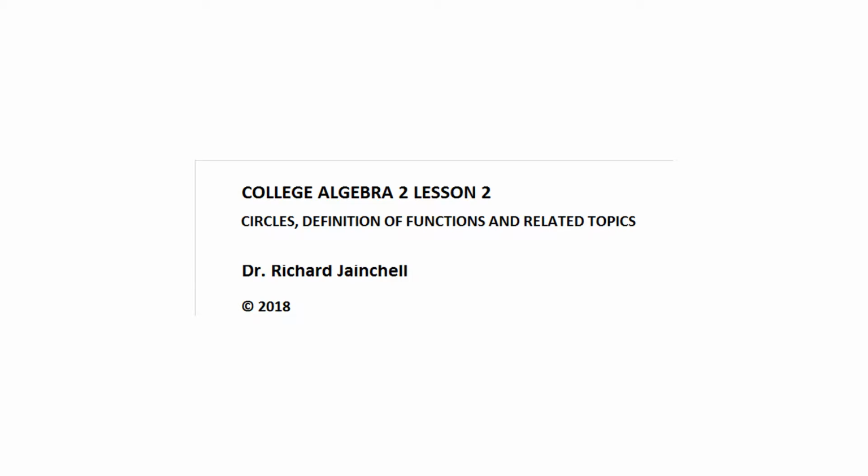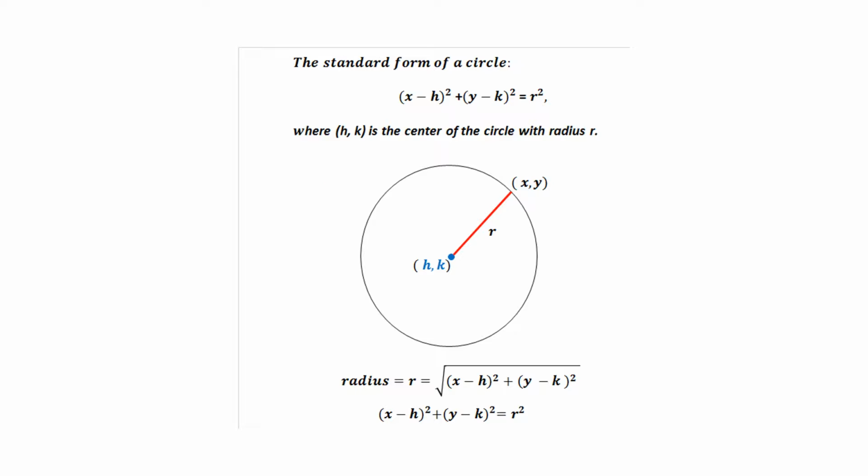Lesson 2, College Algebra 2, Circles, Definition of Functions and Related Topics. The standard form of a circle is (x minus h) quantity squared plus (y minus k) quantity squared is equal to r squared, where r is the radius and (h, k) is the center.